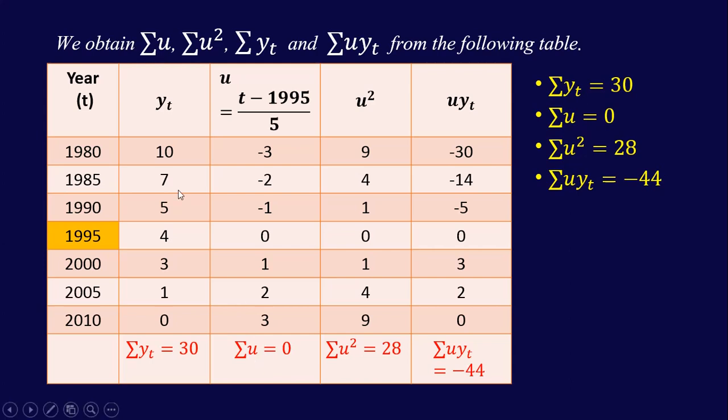Now to get summation u square, we add all these values and summation u square is 28. To get summation u yt, we add all these values and we get summation u yt is minus 44.